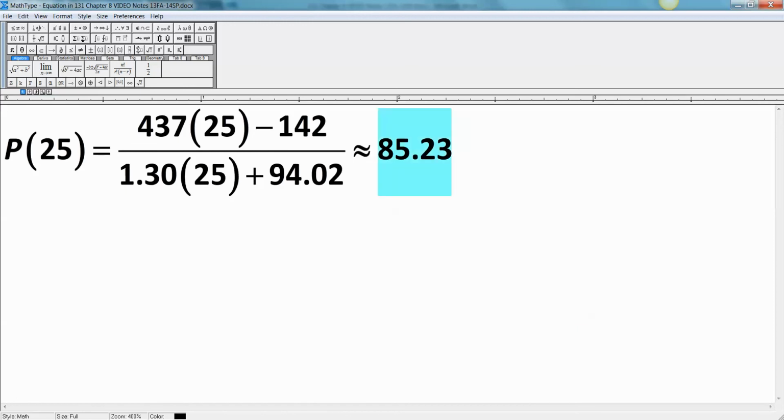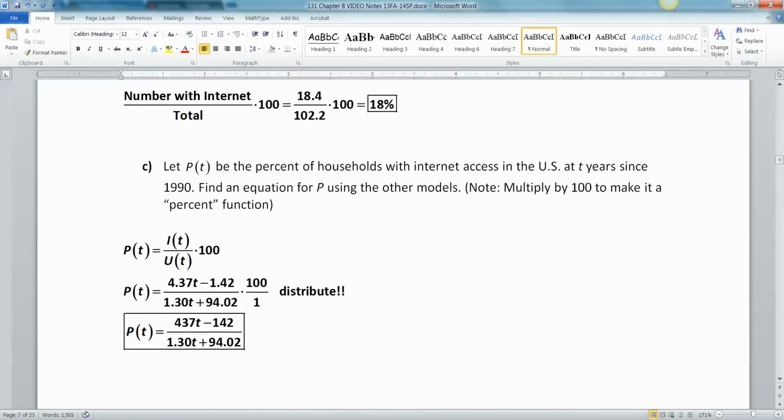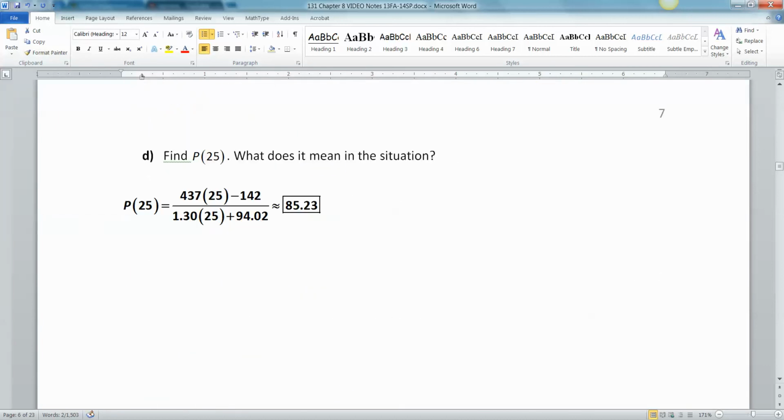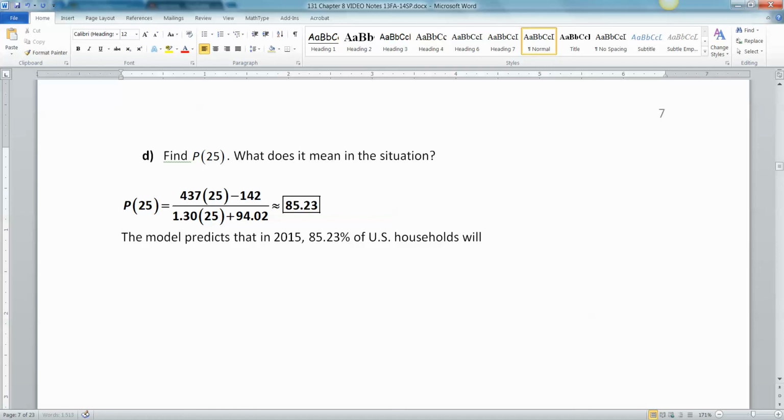Okay, now what does it mean? Well, t was time, and time was 25, right? So 25 years after our starter year, which would be, let's see, 2015. So the model predicts that in 2015, 85.23% of U.S. households will have internet connection. Beautiful.